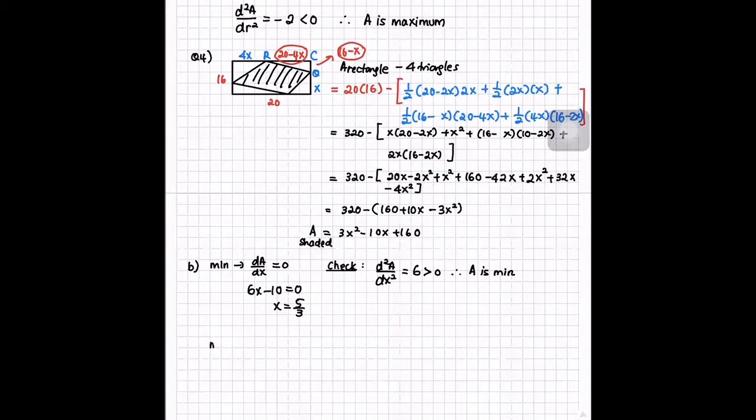And then what is the minimum A? Substitute your x into the expression.